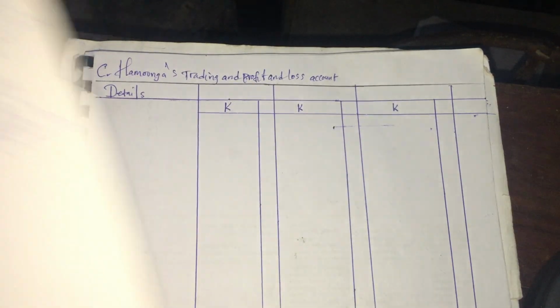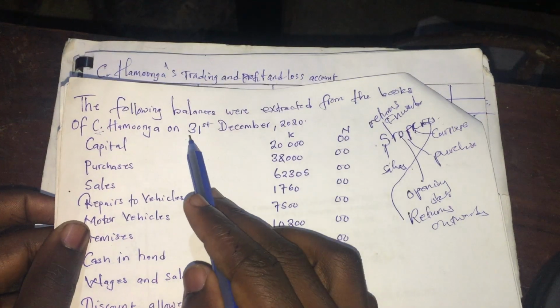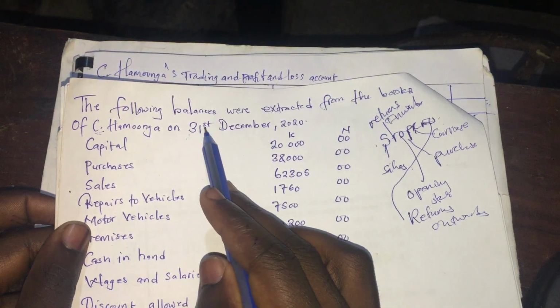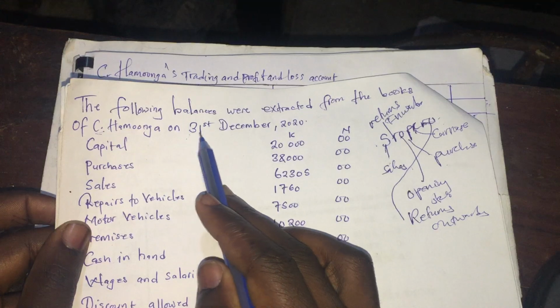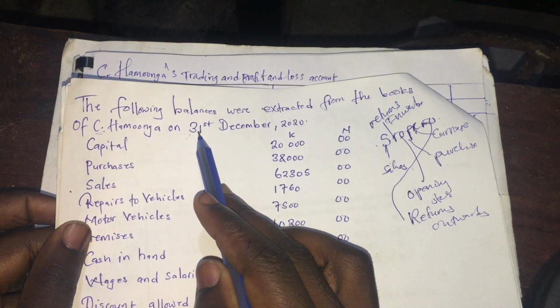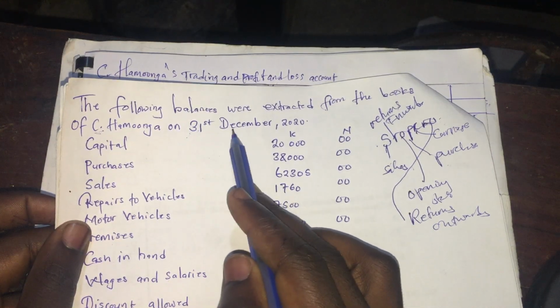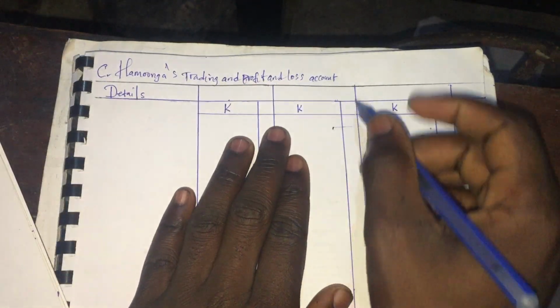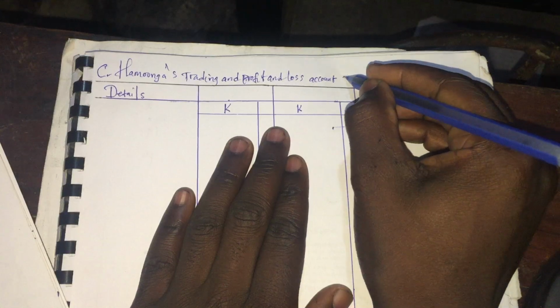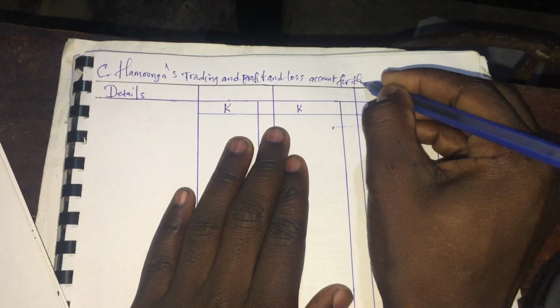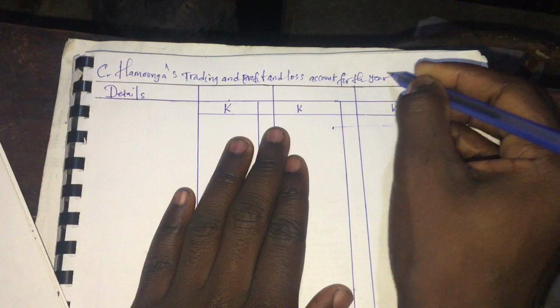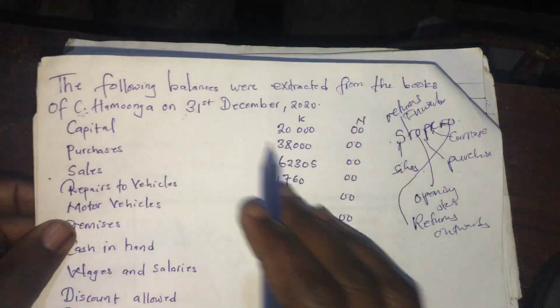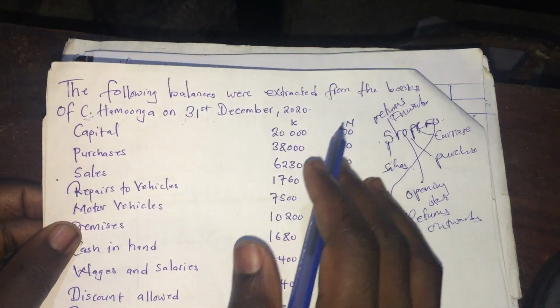So here it says on 31st. Remember, 31 is simply the last date of December. So we are going to write C. Hamonga's trading profit and loss account for the year ending. Since it's 31, the next month will be January. So this is the year ending.